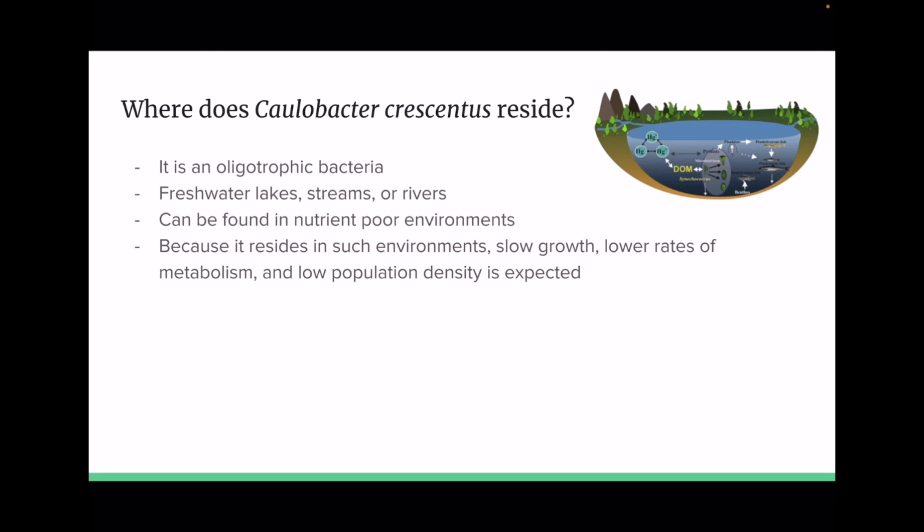Where does Caulobacter crescentus reside? It is an oligotrophic bacteria, which means it resides in fresh water, lakes, streams, or rivers. Generally, oligotrophic areas are very nutrient-poor environments. Because C. crescentus resides in such environments, slow growth, lower rates of metabolism, and low population density is expected.